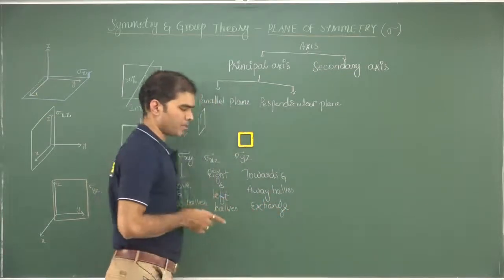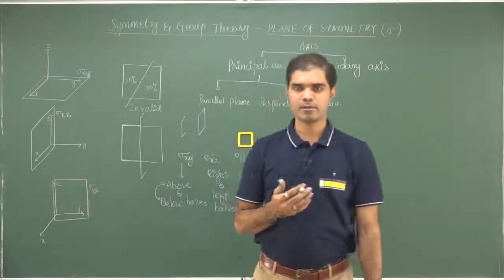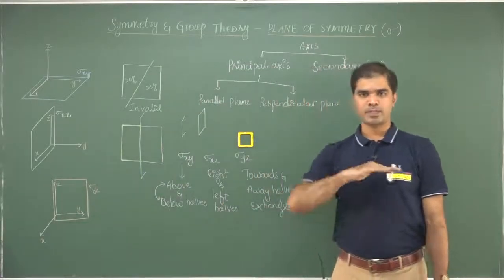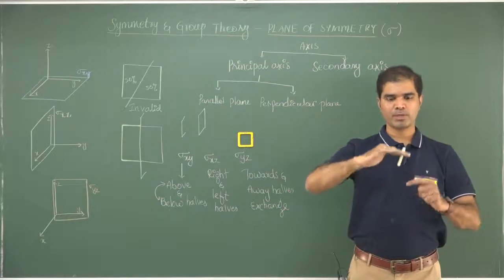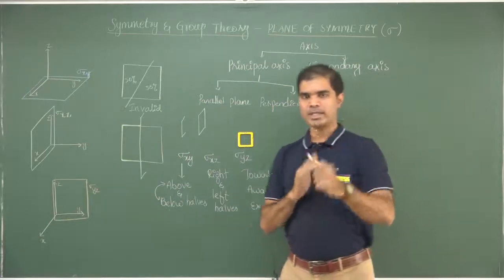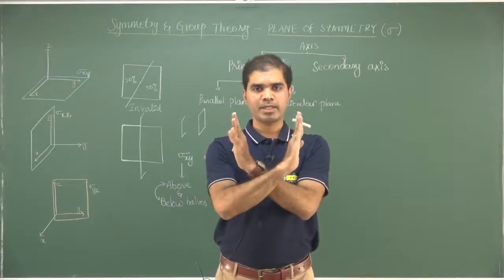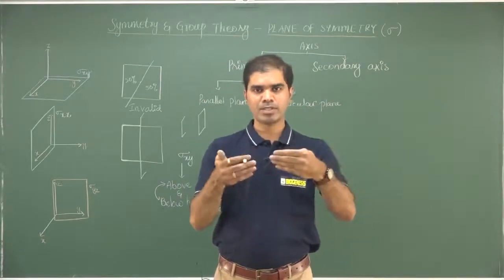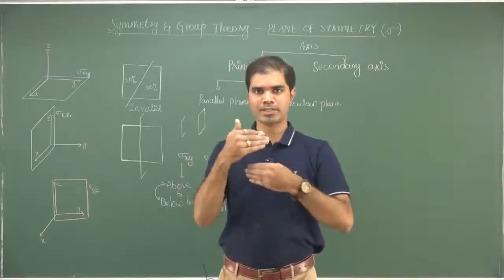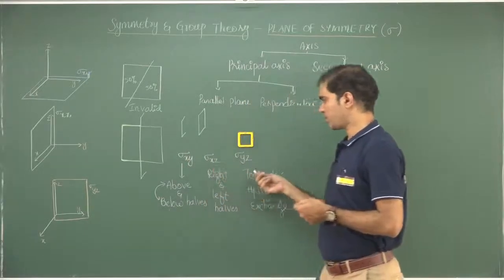Three different planes, the basic planes, and three different exchanges. The first plane xy, above and below halves will exchange. The second plane xz, right and left halves will exchange. And the third plane yz, towards you and away from you halves will exchange. These are the three different planes that we have.